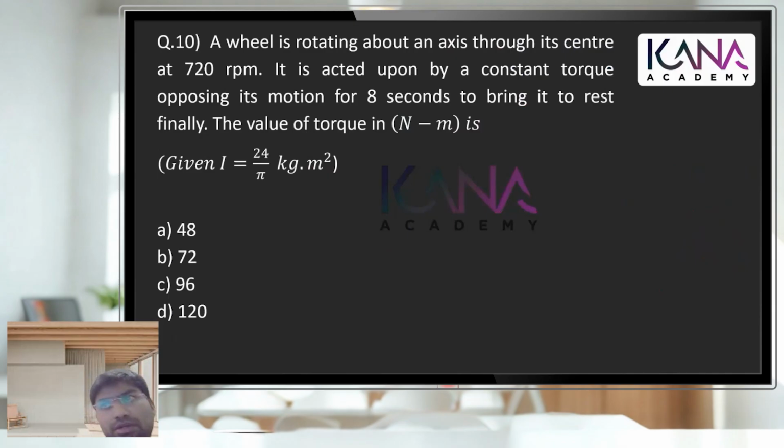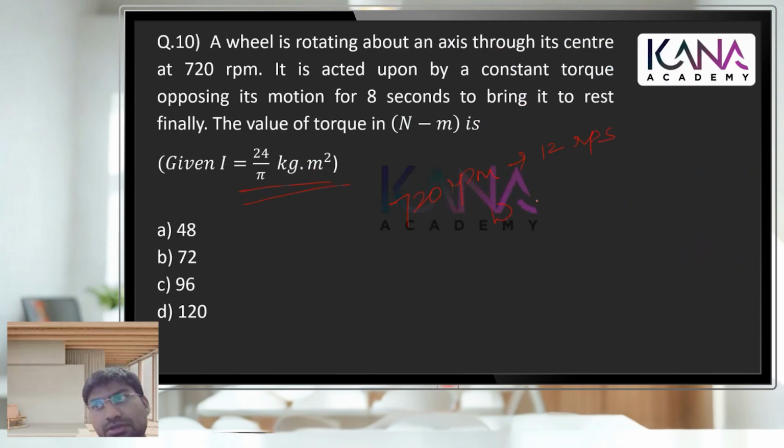So 10th question. There is a wheel rotating at 720 rpm with a constant opposing torque. The torque brings it to rest in 8 seconds, and I is given as 24 by pi kg dot meter square. So find the torque. Okay, so first, 720 rpm means 12 revolutions per second.